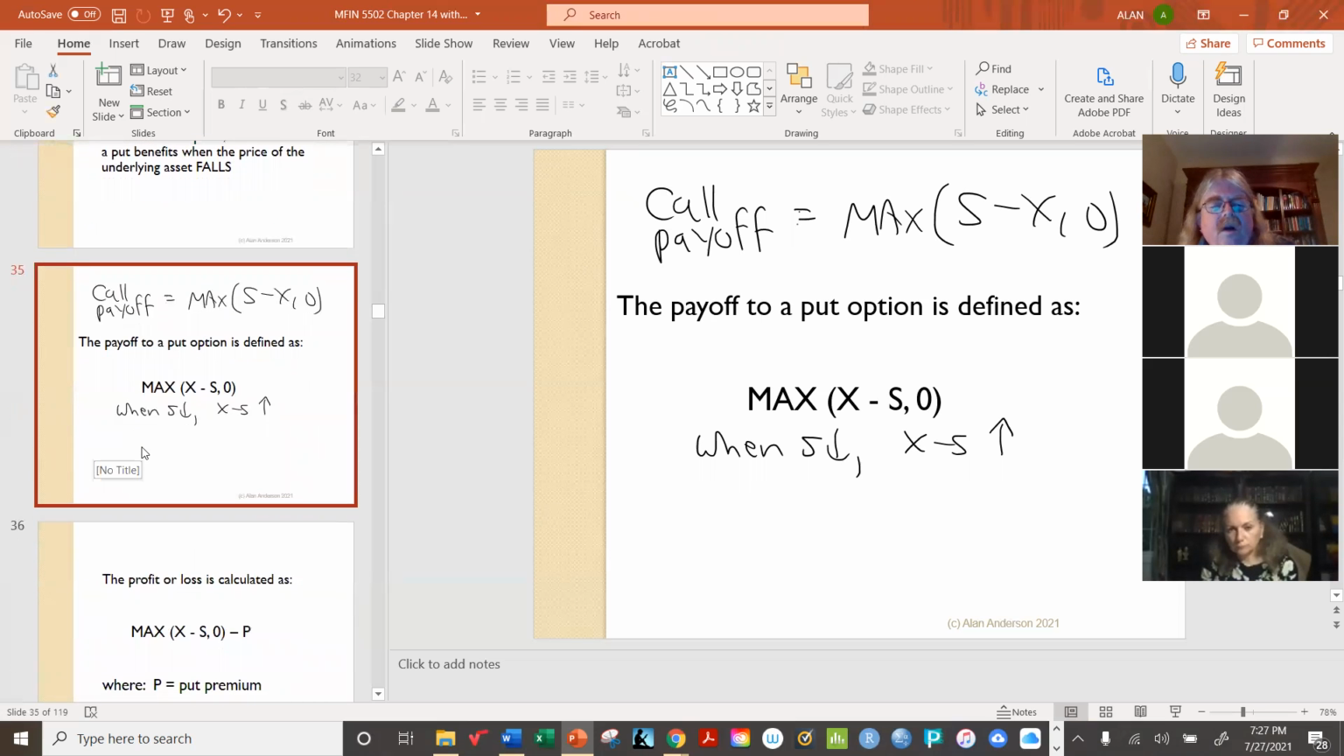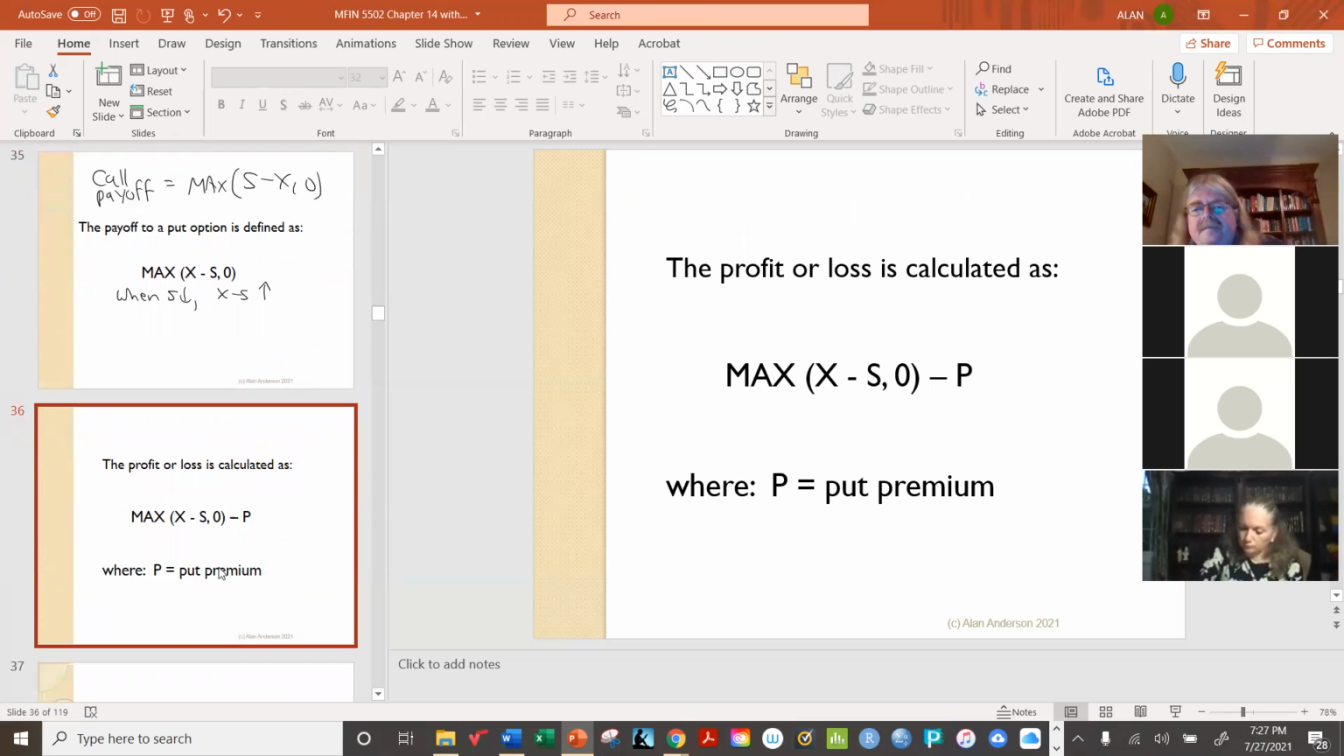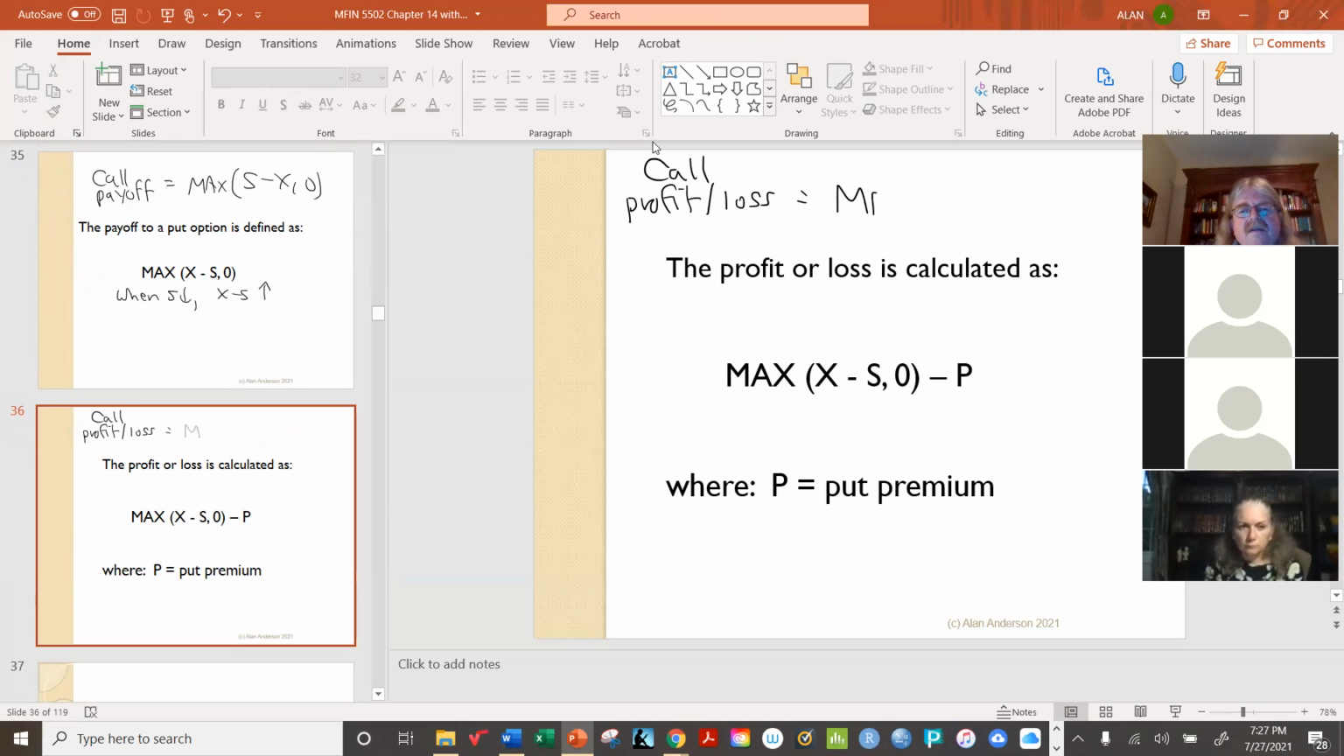Now, what about the profits and losses? Now, this is a payoff. How do we calculate the profit or loss to a put? Well, just like with the call, you take the payoff and you subtract the premium. Okay, so I'll remind you once again, the call profit or loss is max of S minus X and 0, minus C. So this makes perfect sense. You've got the payoff to the put and you subtract off the premium.